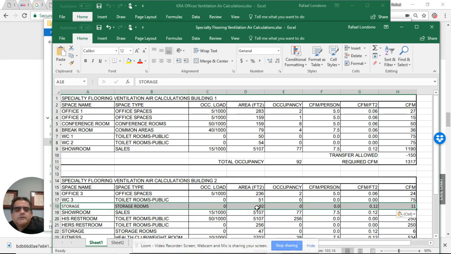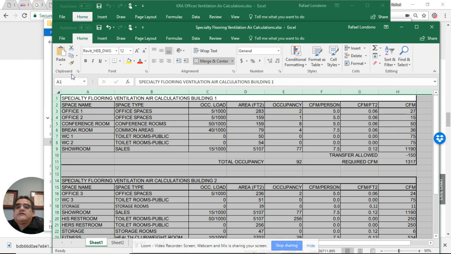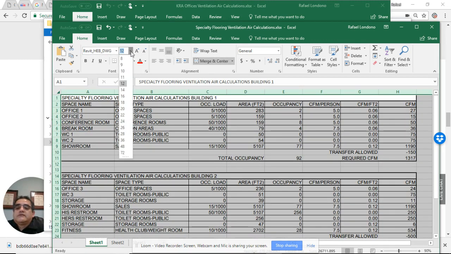The size of the storage room is 39. As soon as I change it to 89 and hit enter, that number changed to 11 from whatever it was before. There's no occupancy load because there's no people in the storage room. They're transient, so it says there's 0 people. Of course, you don't bring any air per person because there's no people in there. And that's it. So another little lesson on Excel: if you click this corner right here, you select every cell, and then you can change everything.